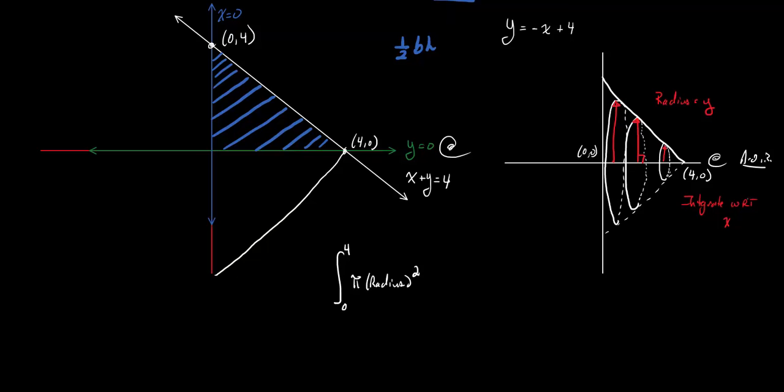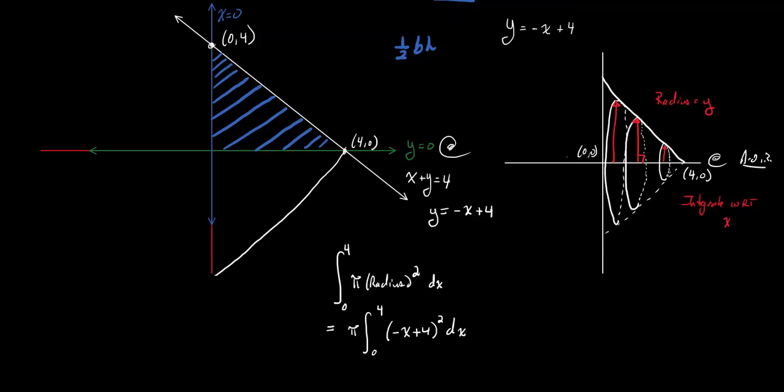And since my axis of rotation is the x-axis, I'm going to integrate with respect to x. My radius is perpendicular to my axis of rotation, so my radius will have to be defined in terms of x as well. So we're going to go ahead and let y equal negative x plus 4, and go ahead and plug in. So we are going to pull out the pi, integrating from 0 to 4 of our radius, which is (negative x plus 4) quantity squared dx.